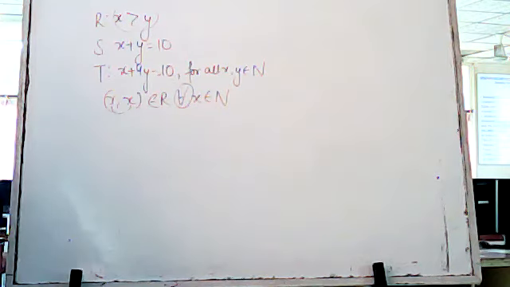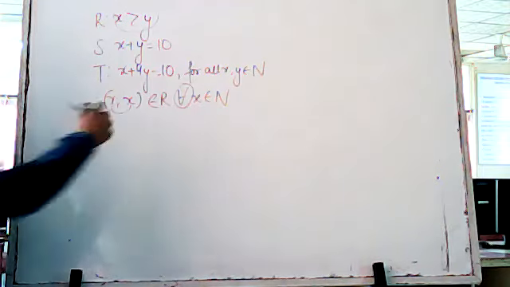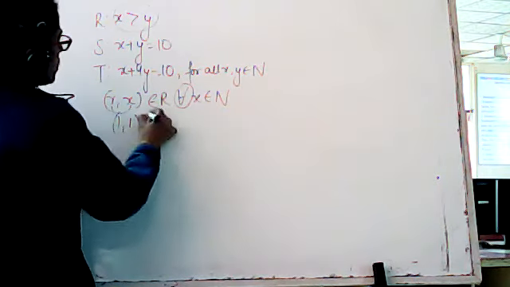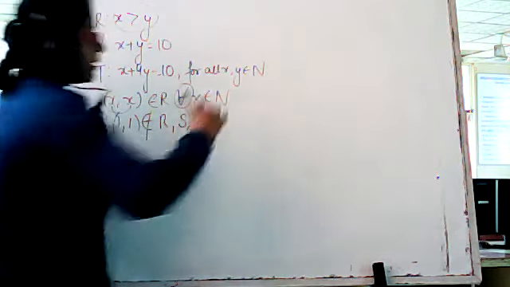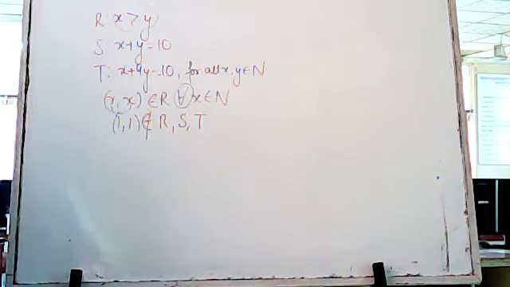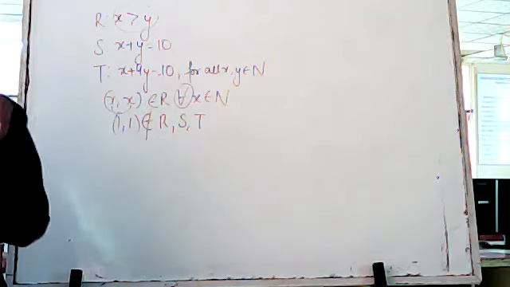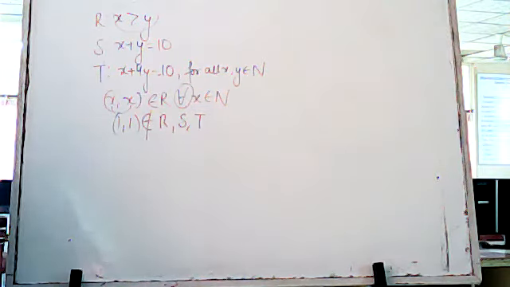Write the solution. For reflexive, none is reflexive. For example, ordered pair (1, 1) does not belong to R, S and T. If we talk about only a single ordered pair, that is (1, 1), it does not belong to the relation R, does not belong to the relation S, and does not belong to the relation T. So the reflexive condition is not satisfied in any relation.